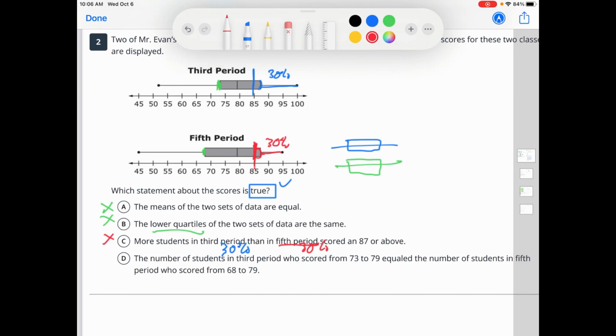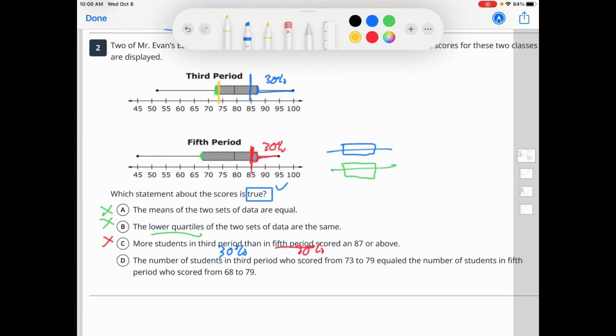Part D, the number of students in 3rd period who scored from 73 to 79. So 73 to 79, just like right there, that represents 25%. Does it equal the number of students in 5th period who scored from a 68 to a 79? So again, that's our minimum. This is Q1, this is Q2, so this represents 25%. They're saying that it's equal, therefore the answer is D for number 2.